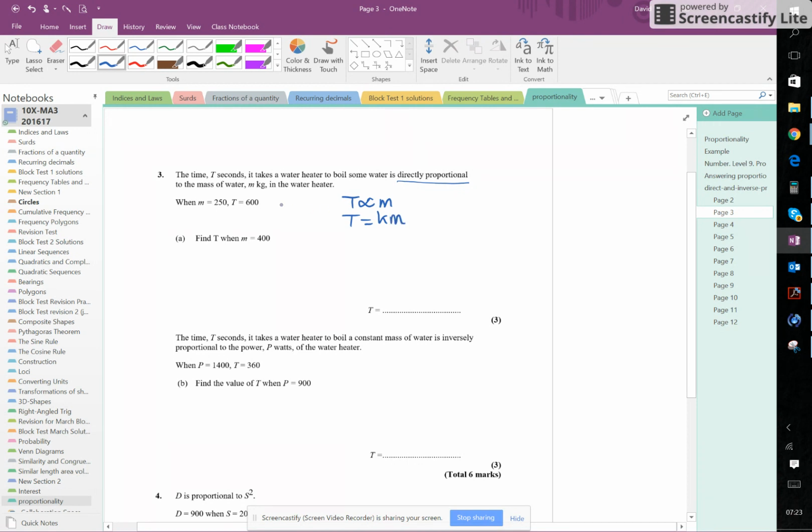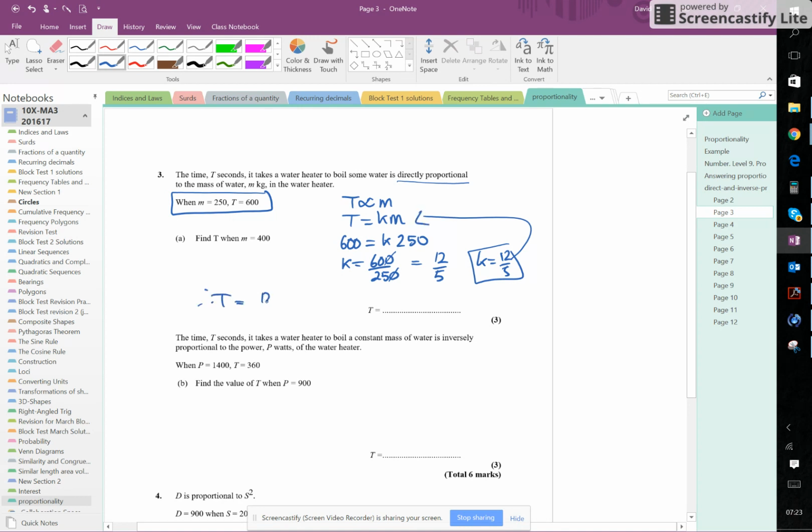And now we substitute in the data that's given that links M and T. So we get 600 equals K times 250. Divide both sides by 250, we get K equals 600 over 250. And if we cancel that down a little bit, we get 60 over 25, which is 12 fifths. So K equals 12 fifths. Okay, now once we've done that, we then substitute our value of K back into this equation here. So therefore, T equals 12 fifths times M. That's our equation that we're interested in. So that's what we write here.